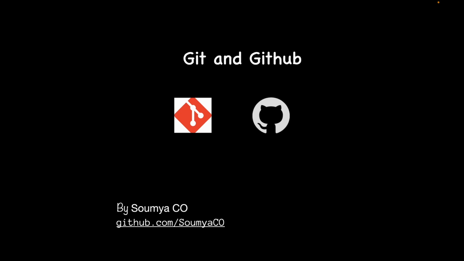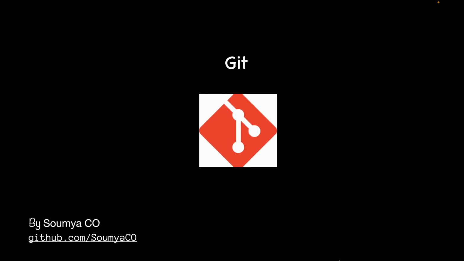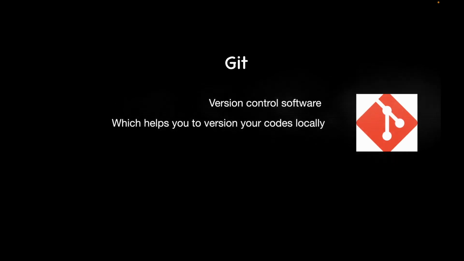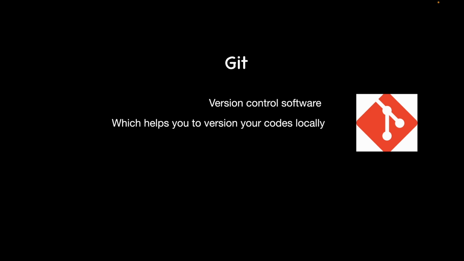Hello, it's a tutorial about Git and GitHub. In this session, I'll just talk about only Git, and then we'll talk later about GitHub. So what is Git? It's a version control software which helps you to version your code locally.